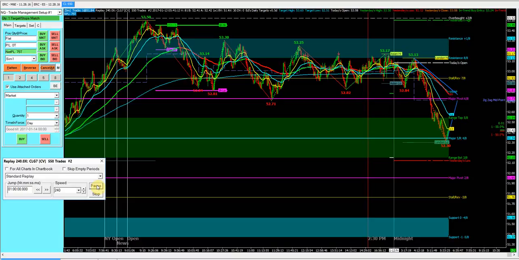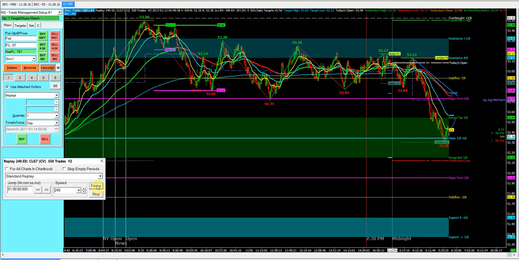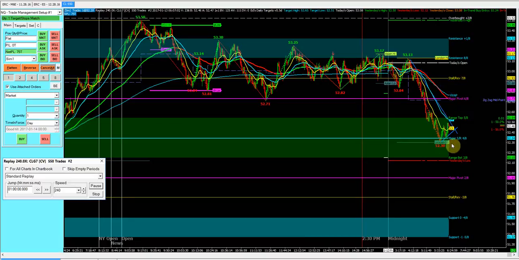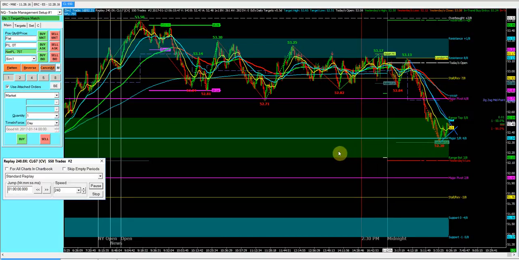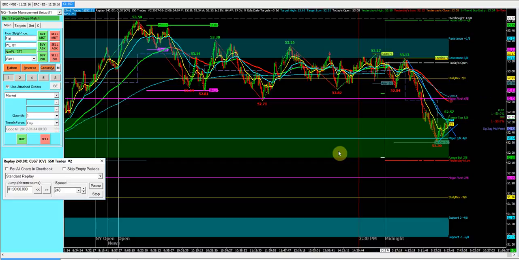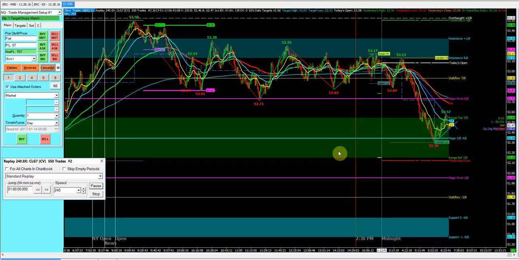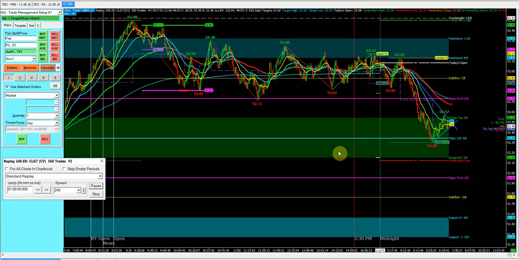If you'll notice, it filled at 52.34. It filled at 52.30. Okay, you could have put it down a little bit further and gotten filled a little bit later, but I'm kind of an advocate of the one and done school where I want to get into one trade in the morning and be done with it.